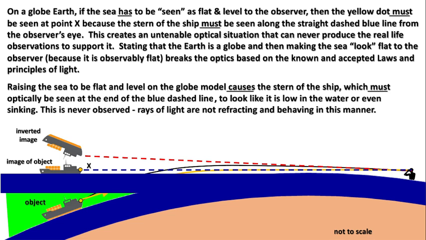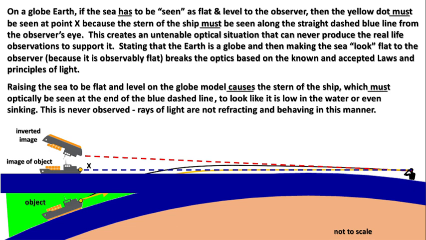On a globe Earth, if the sea has to be seen as flat and level to the observer, then the yellow dot must be seen at point X, because the stern of the ship must be seen along the straight dashed blue line from the observer's eye. This creates an untenable optical situation that can never produce the real-life observations to support it.